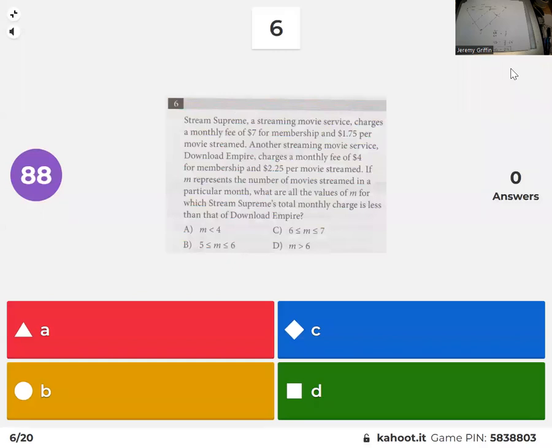But number six. Steam Supreme, a streaming movie service, charges a monthly fee of $7 for membership and $1.75 per movie streamed. Another service, Download Empire, charges a monthly fee of $4 for membership, but then $2.25 per movie streamed. Okay, so smaller membership fee, but more per movie streamed. I'm thinking if you only watch one or two movies, probably better to do that one, but if you watch lots of movies, probably the first one.